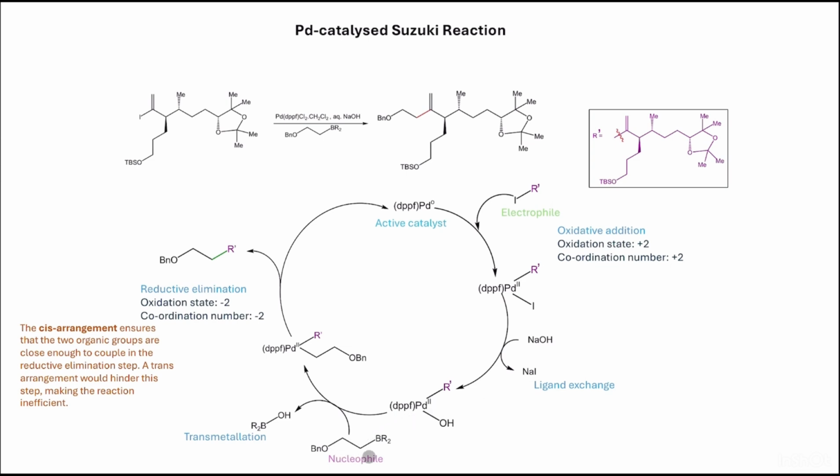Next, the boronic acid, which is acting as a nucleophile, undergoes transmetallation with the palladium 2 complex. In this step, the alkyl group from the boronic acid replaces the hydroxide on the palladium complex. This is the key step where the two coupling partners come together. Importantly, the palladium complex adopts its cis configuration during this step where the two organic ligands are positioned next to each other. This arrangement is crucial for the next step.